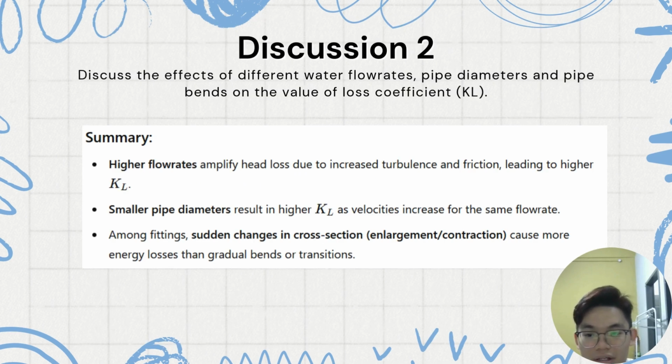So, as a summary, higher flow rate amplifies head loss due to increased turbulence and friction, leading to higher KL. Smaller pipe diameter results in higher KL as velocity increases for the same flow rate. And among fittings, sudden changes in cross section, for example, enlargement and contraction, cause more energy loss than gradual bends and or transitions.